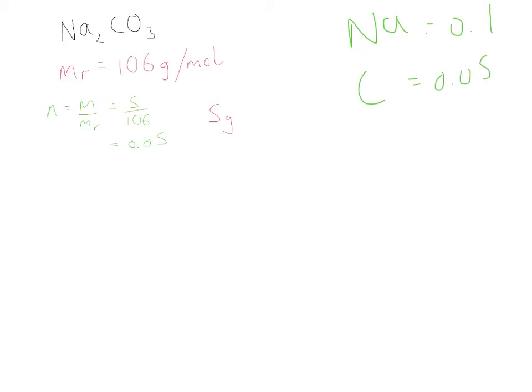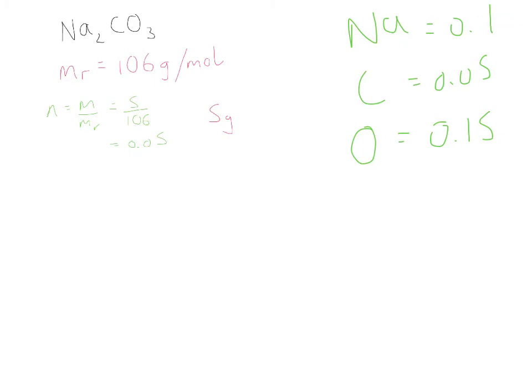Finally, for oxygen, let you do this one. It is 0.15. So what if they asked you about ions? What if they asked you the number of sodium ions? Well, the number of sodium ions here is double the total number of moles. Total number of moles is 0.05. So the number of sodium ions is this, that's fine.